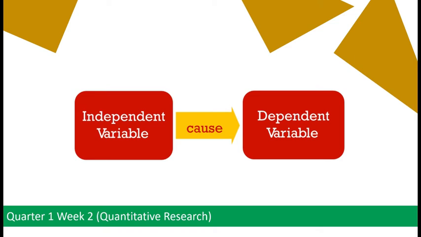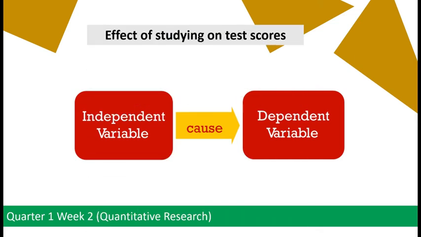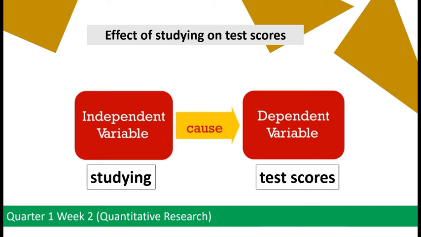For example, in an experiment looking at the effects of studying on test scores, studying would be the independent variable. Researchers are trying to determine if changes to the independent variable result in significant changes to the dependent variable or the test results.